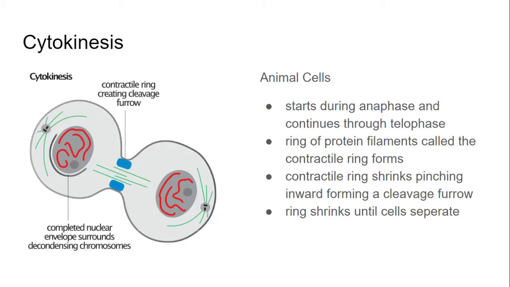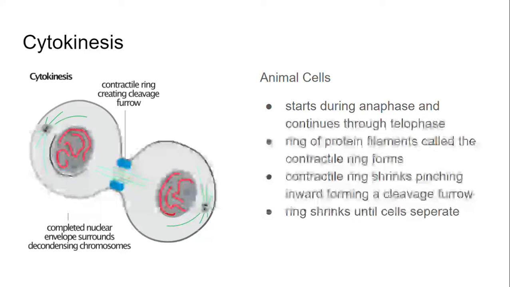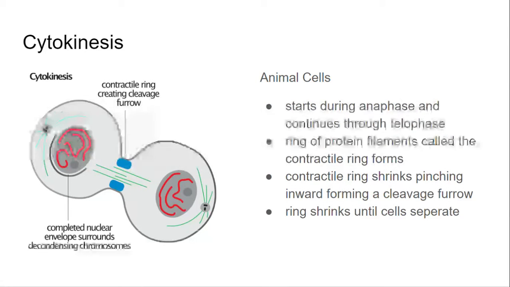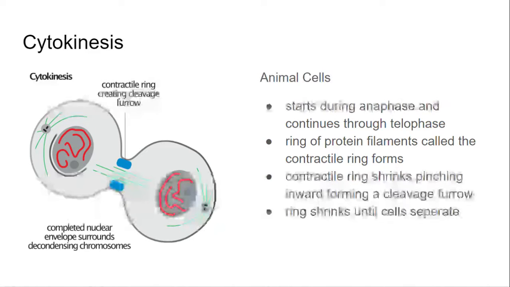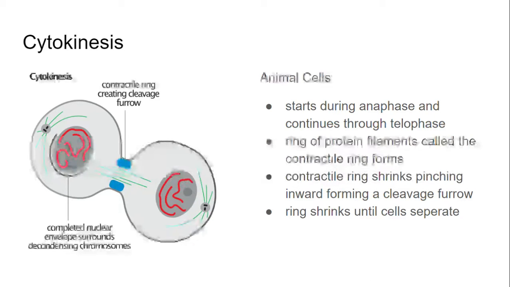So cytokinesis is the end of cell division. It happens in both animal and plant cells, but it happens differently. And basically, it's when the two daughter cells separate completely. In animal cells, it starts during anaphase and continues through the end of cell division, which includes telophase. It occurs by the formation of a contractile ring made out of protein filaments. It forms at the equator of the two daughter cells that are separating, and it functions by pinching together the two membranes until it separates entirely.